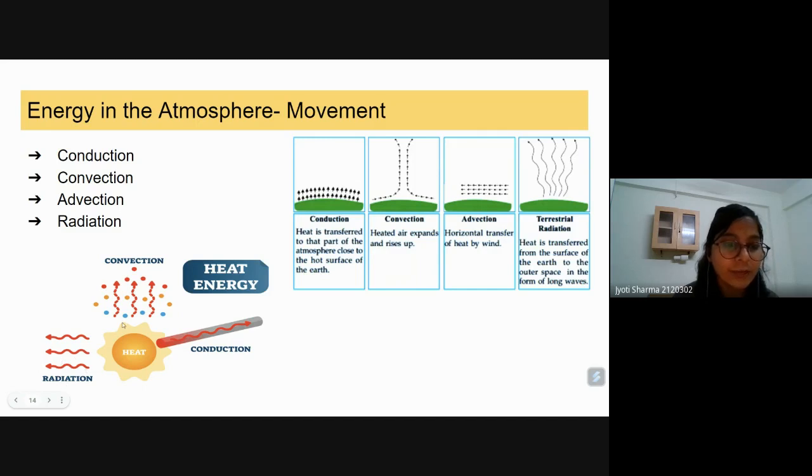Then if the air molecules get the energy and rise up, this is the convection. If there is direct contact between two objects, one is heated, then the other object will get some energy after direct contact. This will be the conduction. And if there is horizontal movement of winds, then this wind will carry the energy forward in the direction of the wind itself. So this will be the advection.